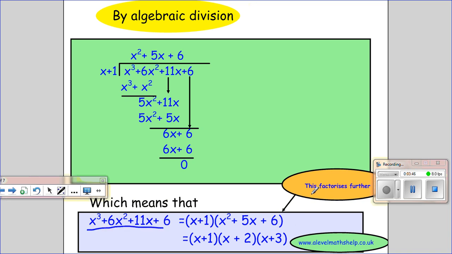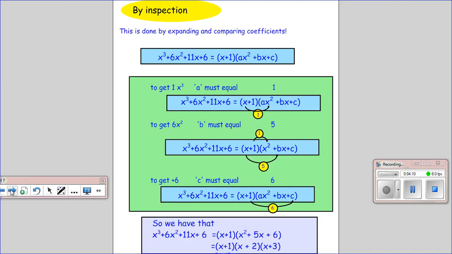Now we can actually factorize further, and if it says it's got to be fully factorized, you would need to factorize further. So this factorizes into x plus 2 and x plus 3. You should be able to see that by now. So 2 times 3 would give you the 6, and then 3x plus another 2x gives the 5x. Okay, so that's one way of factorizing completely. And then the second way is by inspection.